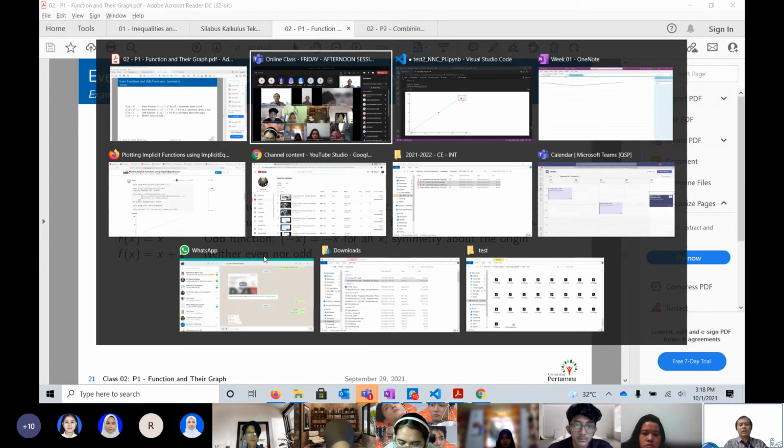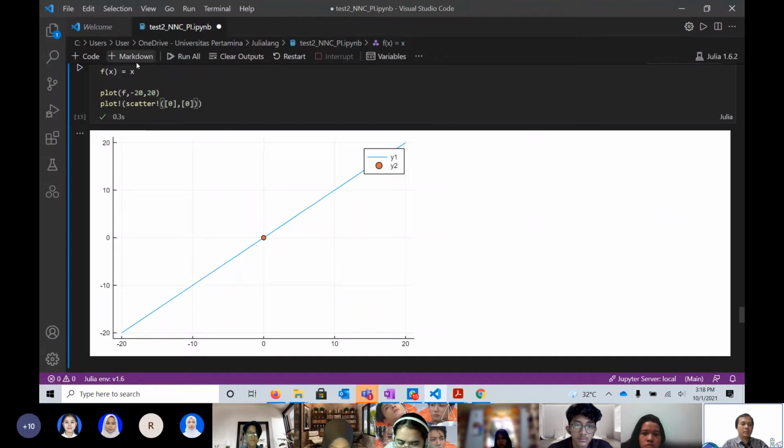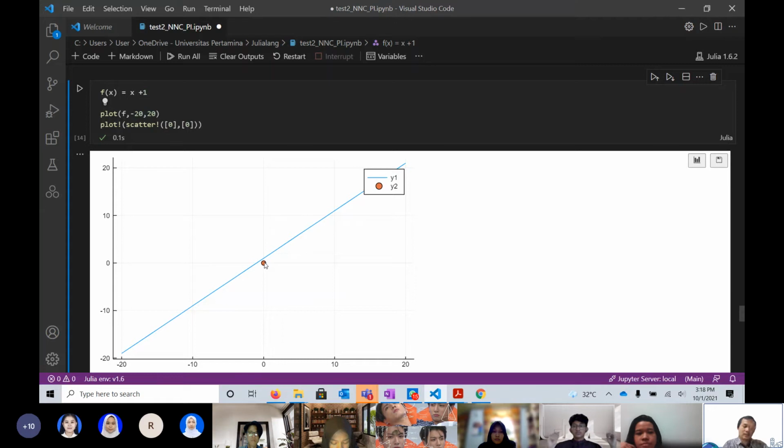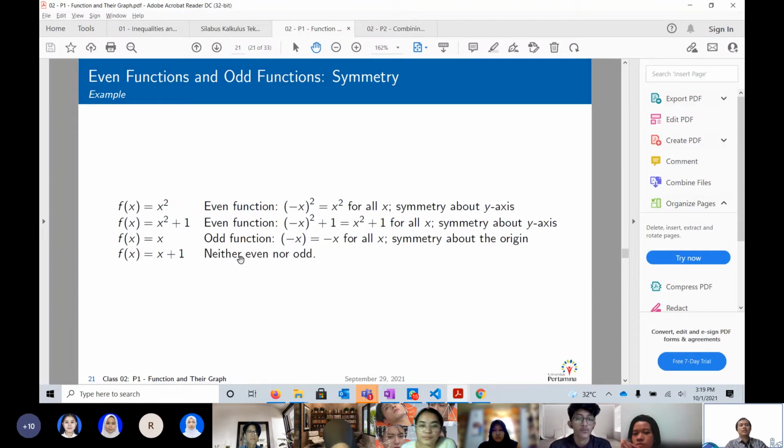Why? Actually, it is simply because if we plot it like this, we have that it is not symmetric about the origin. There is a slight movement, or slight shifting, so we cannot reflect it about the origin anymore. That's why in this case, it is neither an even nor an odd function.